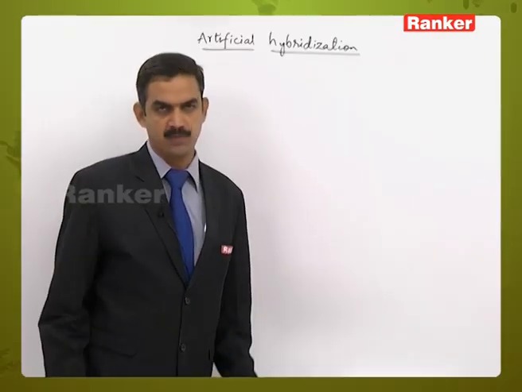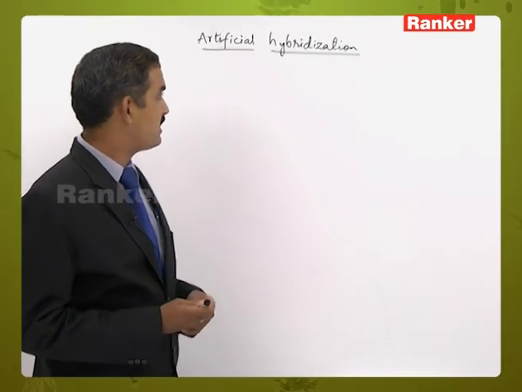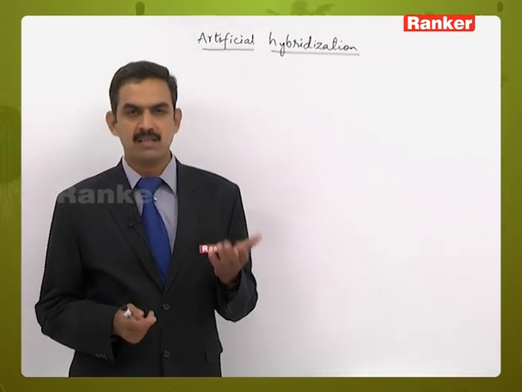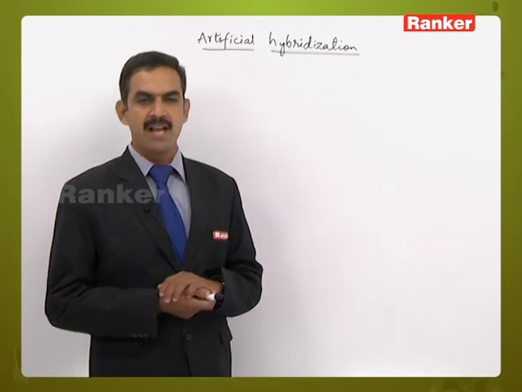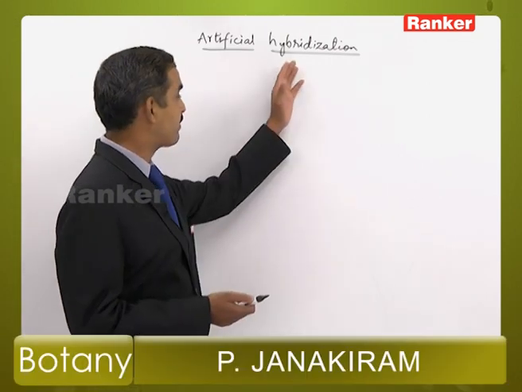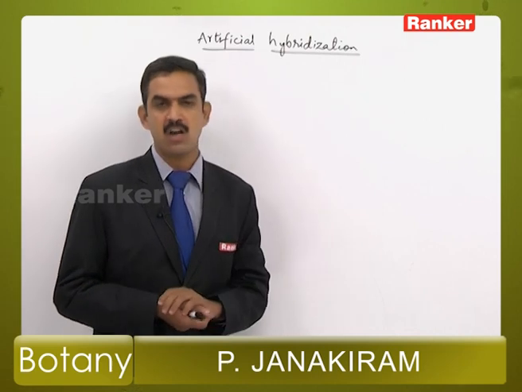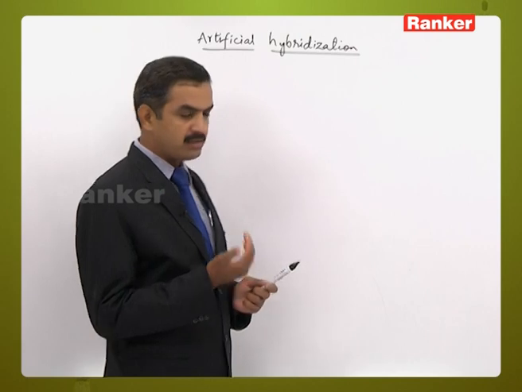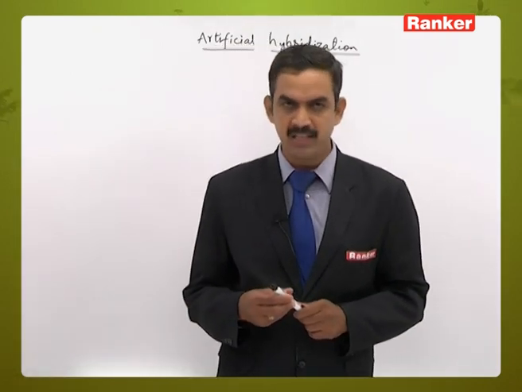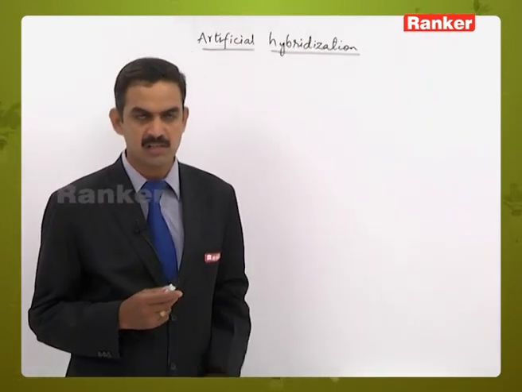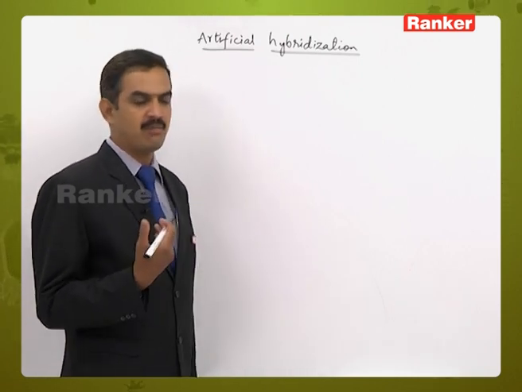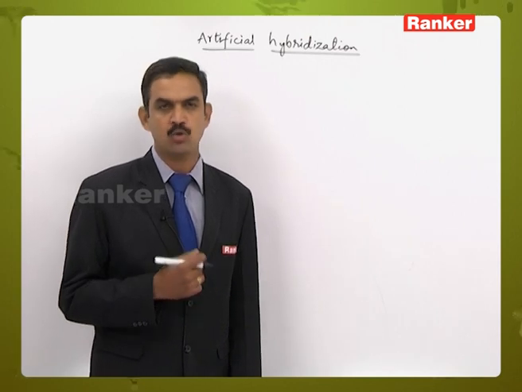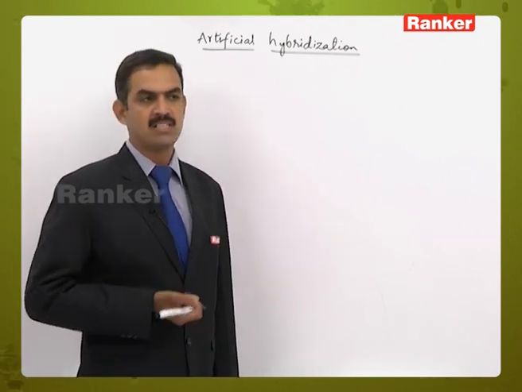Artificial hybridization. Here, crossing between different plant species to get a hybrid variety having better characters when compared to the parental plants is called hybridization, and if that process is done artificially, we call it artificial hybridization. This mechanism is employed by plant breeders to get a new variety of plant species which is showing better vigor, or to get hybrid vigor, or to increase the vigorosity of the plants.